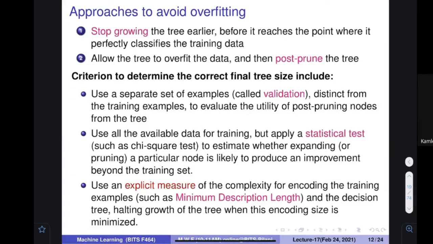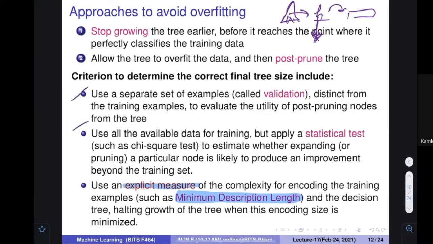Another method you can utilize is explicit measures, such as the minimum description length we talked about in the previous class. Because these trees can also be converted into hypotheses, you find out how much a particular hypothesis is able to compress the data. If you add more nodes into this tree, how is that action going to affect your compressibility? If you are able to compress, then you go ahead, otherwise you may stop. All these things are clear to you?